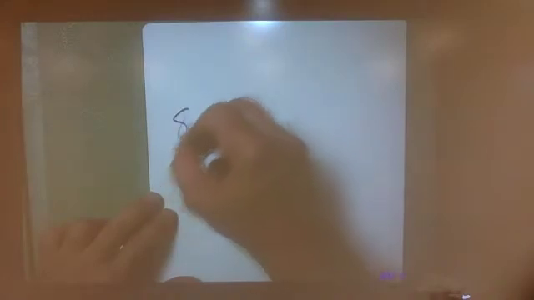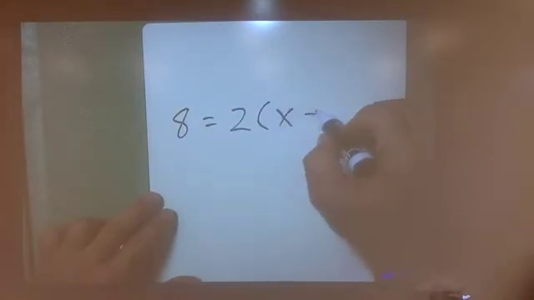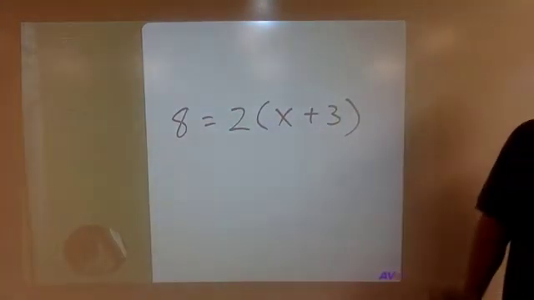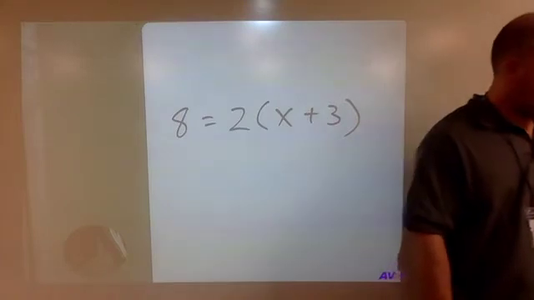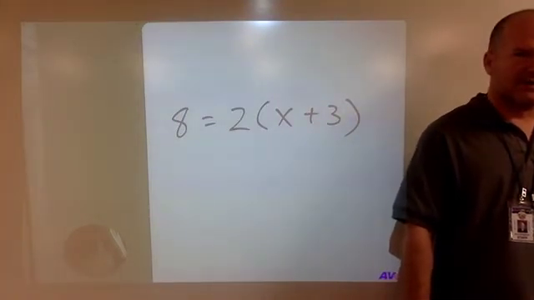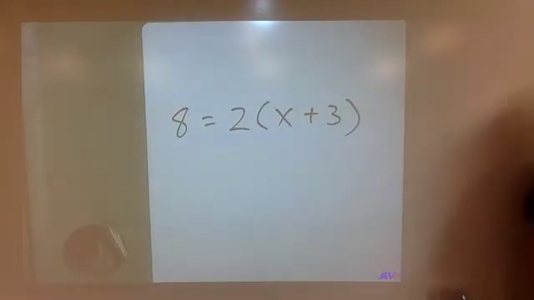Let's say you had 8 is equal to the same thing I just did, 2 times the quantity x plus 3. Well, there's 2 different ways to go about solving this. You can distribute first and then start moving numbers over to the left to get x by itself, or you can move that 2 over there first.